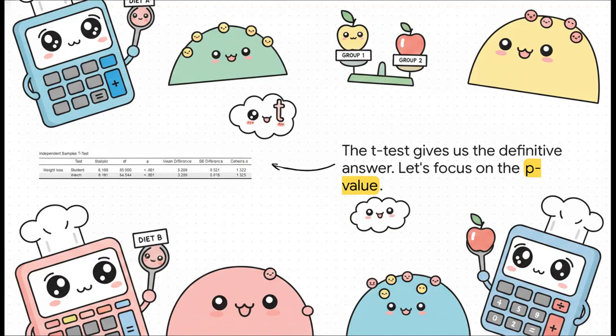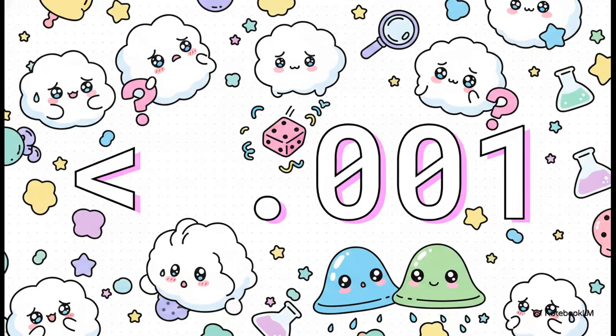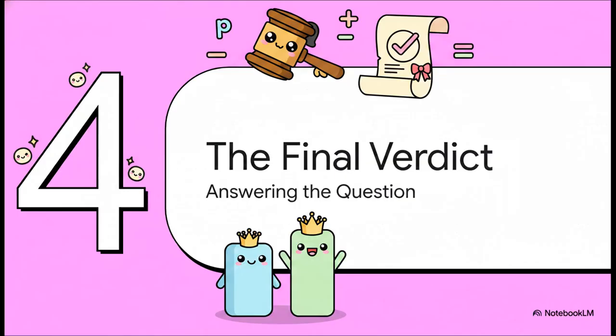And here it is. This is the moment of truth. This table has our answer. Now, there are a few numbers here, but the one I want you to focus on, the star of the show, is in that column labeled P. That's our p-value, and it's going to tell us everything. And our p-value is less than 0.001. Let that sink in. That is a very, very small number. It basically means that there's less than a 1 in 1,000 chance that we would see a difference this big just by random luck. So, with a p-value that incredibly tiny, we are officially ready to make our call.